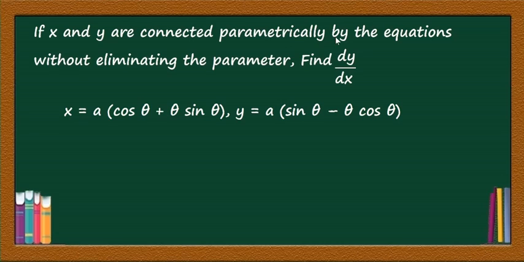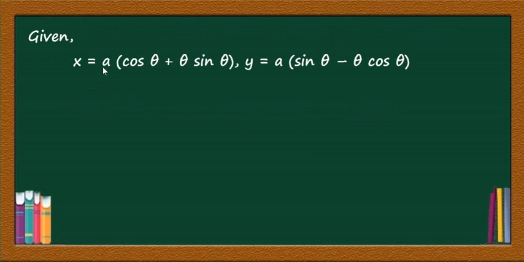Hello students, I'll solve some other questions from this exercise. See the question. If x and y are connected parametrically by the equations, without eliminating the parameters, find dy by dx, where x is equal to a into cos theta plus theta sin theta and y is equal to a into sin theta minus theta cos theta.